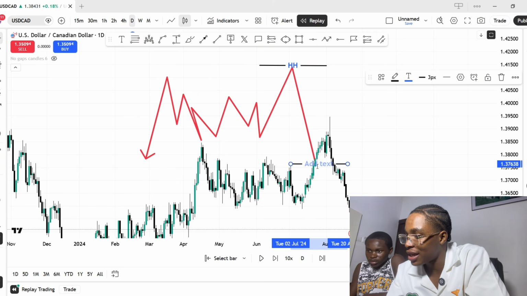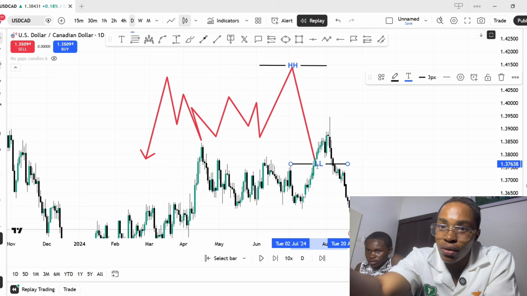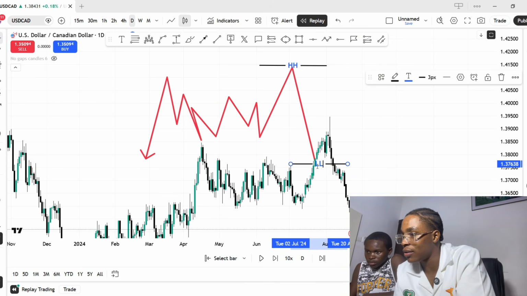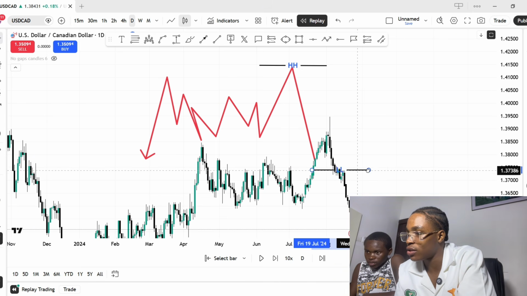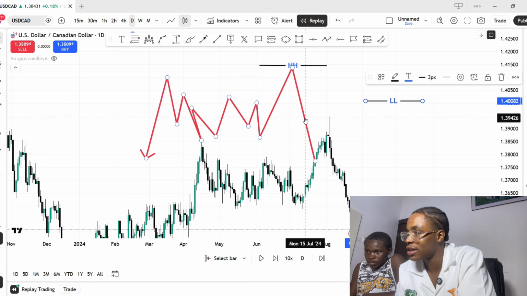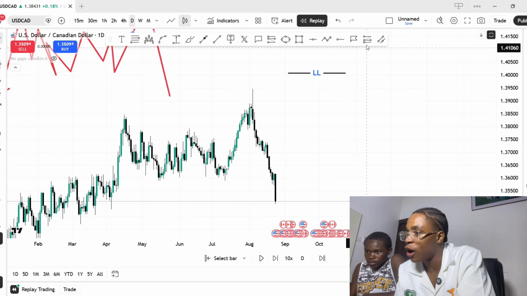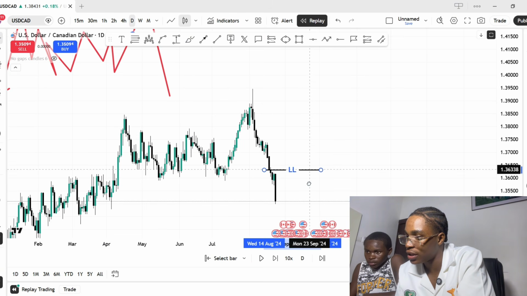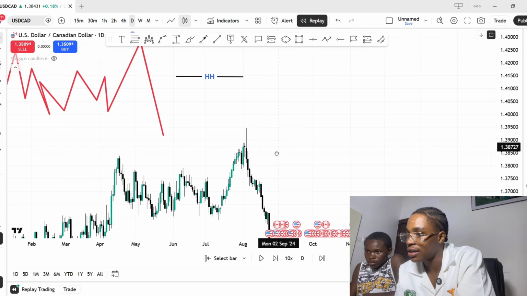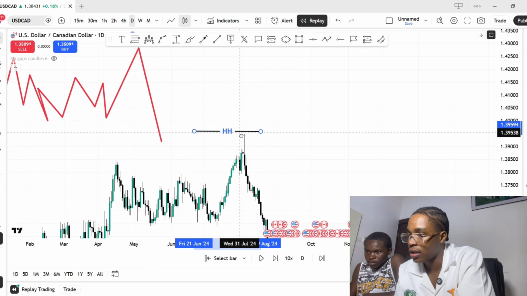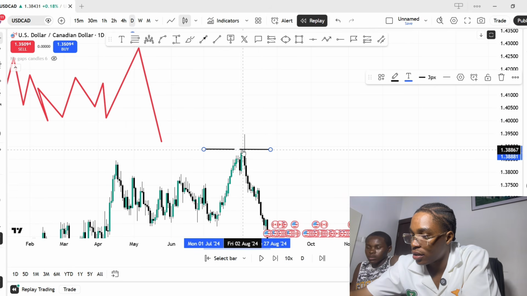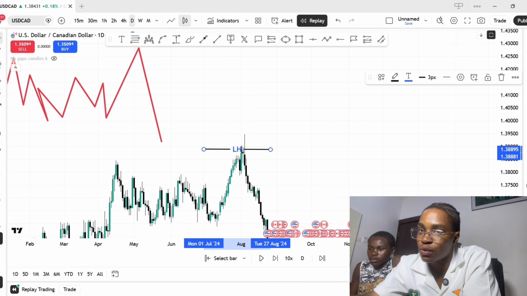Yes, so this is now a lower low. Okay, so now what are we looking for? Sells. So now I'll basically take this lower low and put it here, right? And then this is now our lower high, right? It changes to lower high once we break structure.